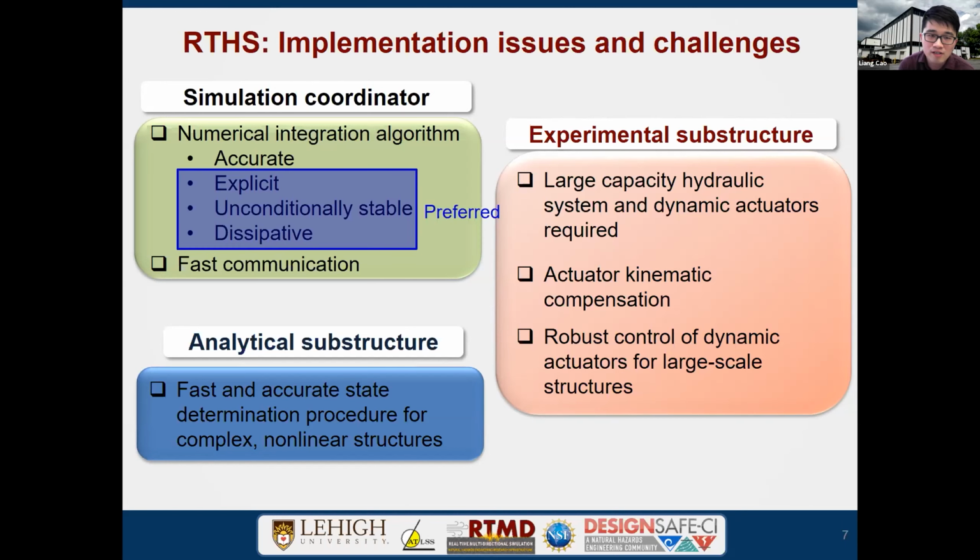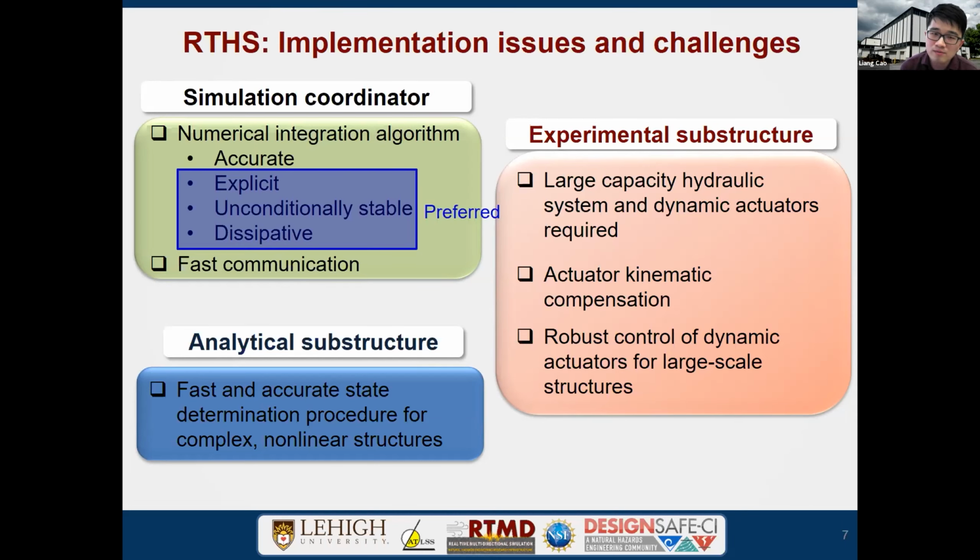Also for the simulation coordinator, we need fast communication between the analytical substructures and the experimental substructures, which Tom has already provided information on regarding our IT equipment before. And for the analytical substructures, which means the numerical models in your computers, there are some challenges too. We want the analytical substructures to have fast and accurate state determination procedures, because if you can do it as fast and as accurately as possible, then we can model more complex and nonlinear structures.